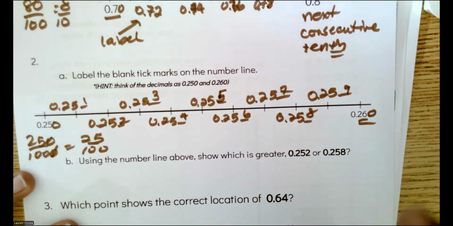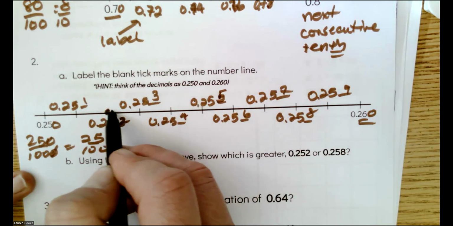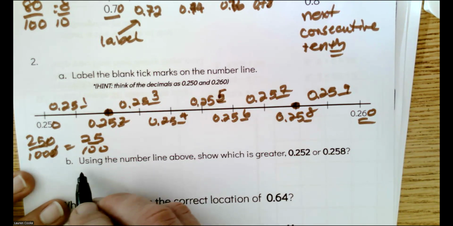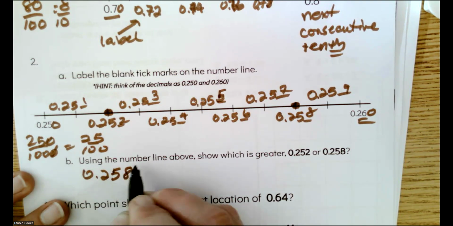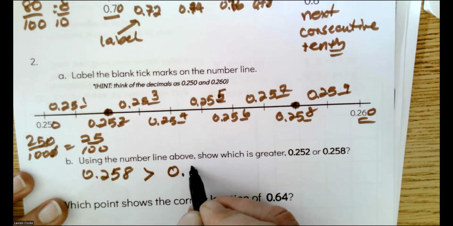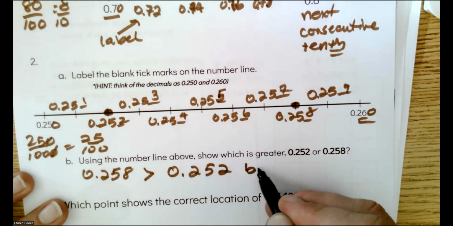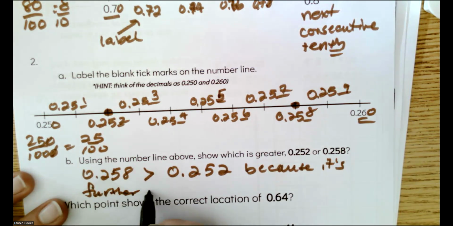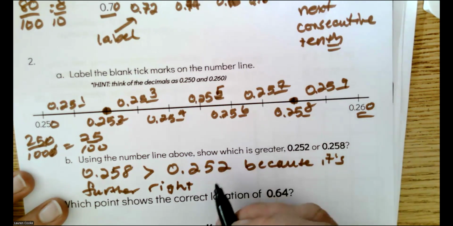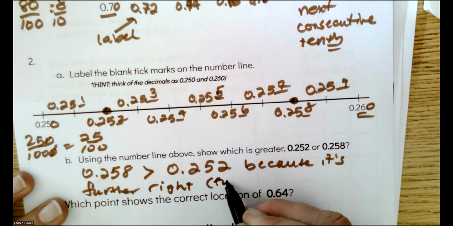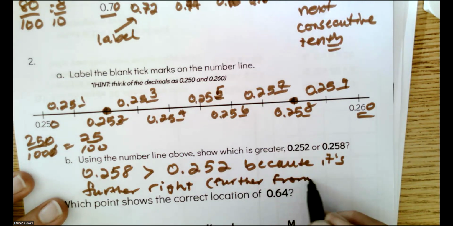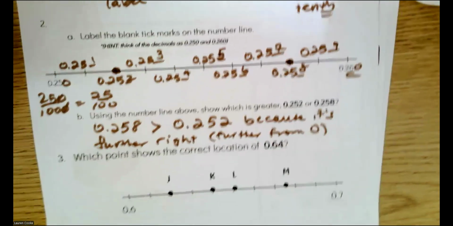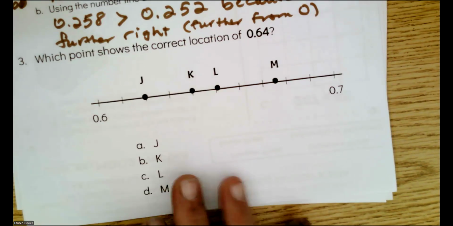All right, so using the number line above, show which is greater, 252 thousandths or 258 thousandths. Notice I'm not saying 0 and. So 252 thousandths is here, 258 thousandths is here, and I'm going to identify 258 thousandths as greater than 252 thousandths because it's further to the right, and it's also further from 0. To the right is a beautiful reason.